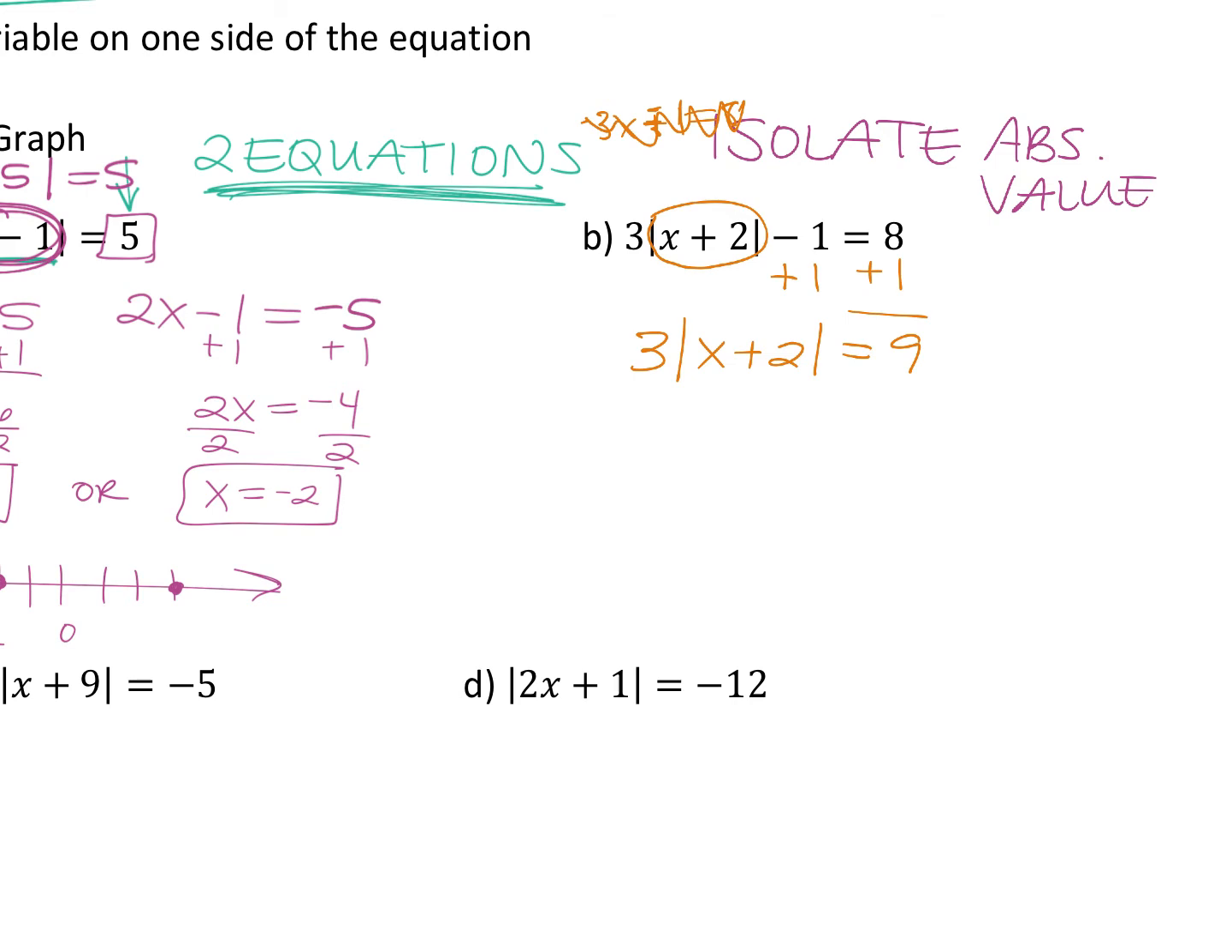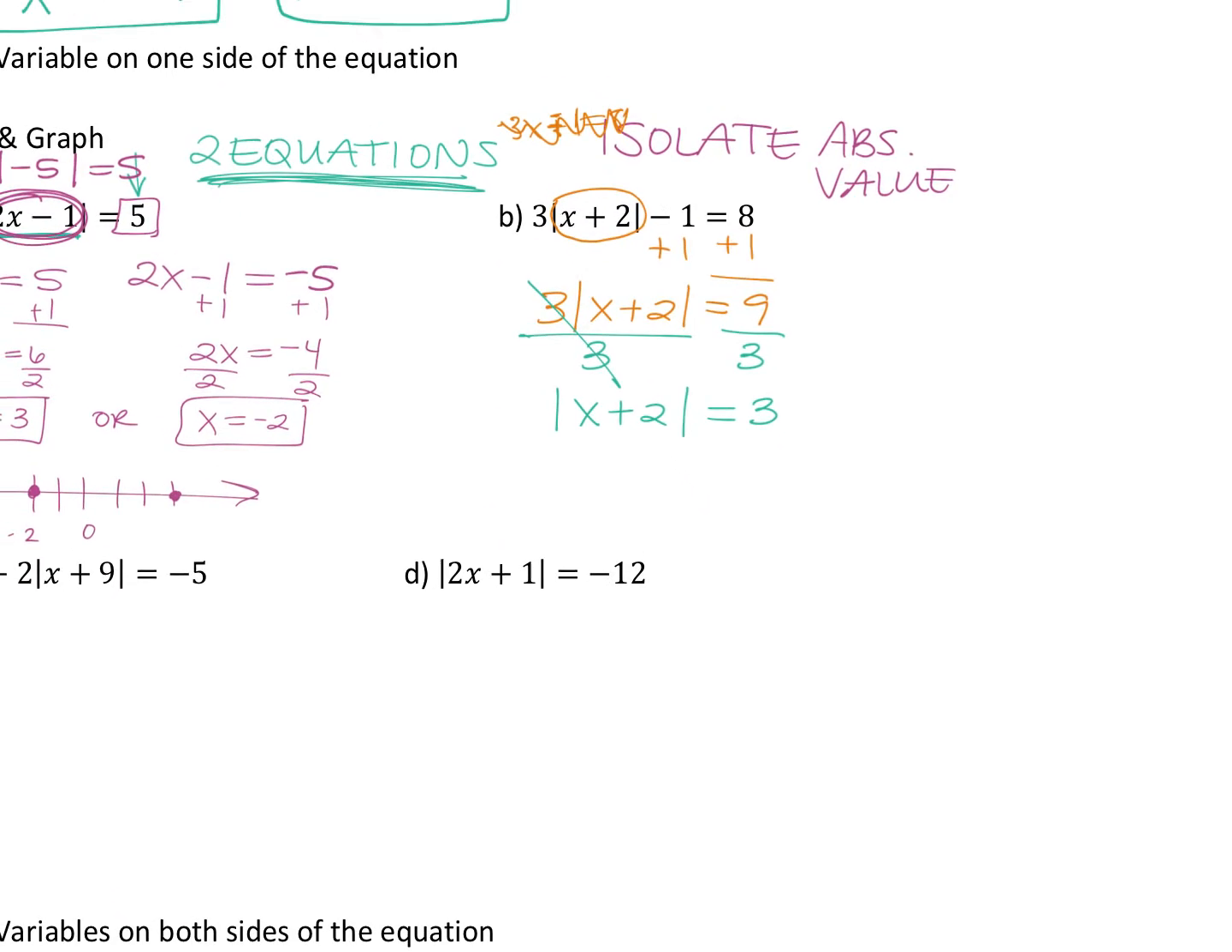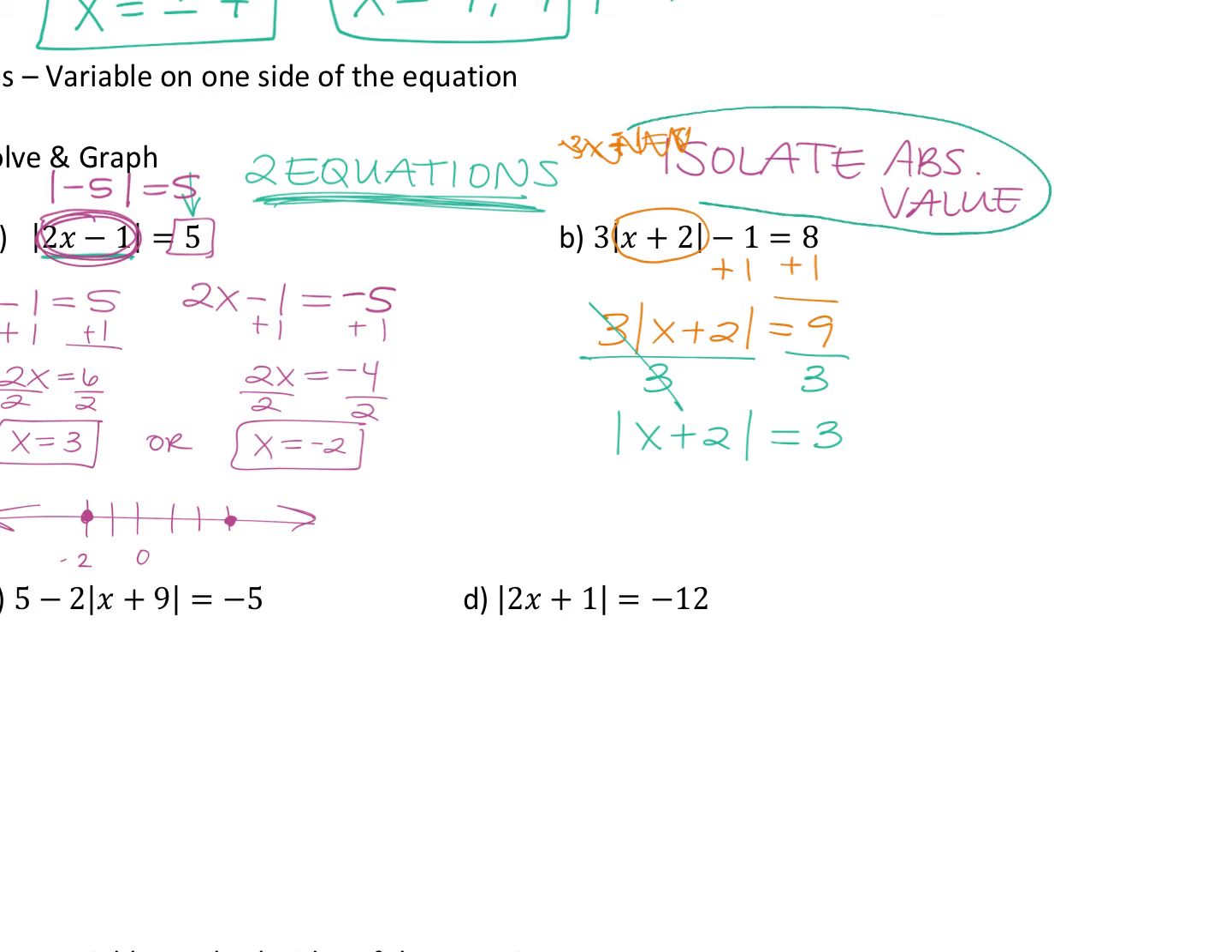What are we currently doing? 3 times, okay? If we're currently multiplying, what's the inverse operation? Division. So we're gonna divide by 3 to get rid of this guy. So the absolute value of x plus 2 equals 3. Have we isolated? Now we have, okay? So the idea is, once you've isolated, then you do the 2 equations.